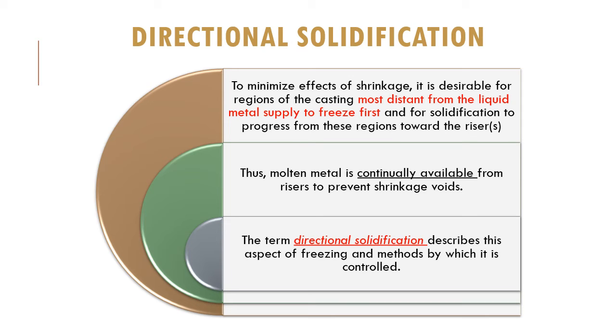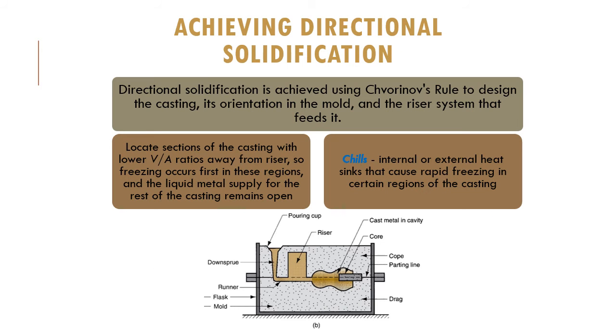So this term we use as directional solidification to describe the aspect of freezing and methods by which it is controlled. As I've mentioned previously, to achieve the directional solidification, Chvorinov's rule is used to design the casting process. So, for example, locate the section of the casting with lower V over A ratio away from the riser so that freezing occurs first in this region, and then the liquid metal supply for the rest of the casting will remain open.